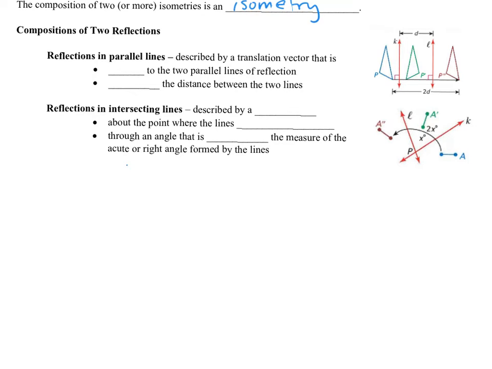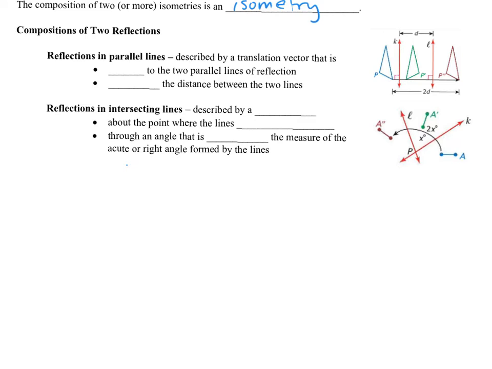Okay, so here's an example of a triangle that has been reflected in the line K to result with this triangle, and then we take that triangle and reflect it in the line L, and so you can see that the result, this final image, we could get the same result if we would take this original triangle and just translate it. So in other words, a reflection in 2 parallel lines can be described by a translation vector.